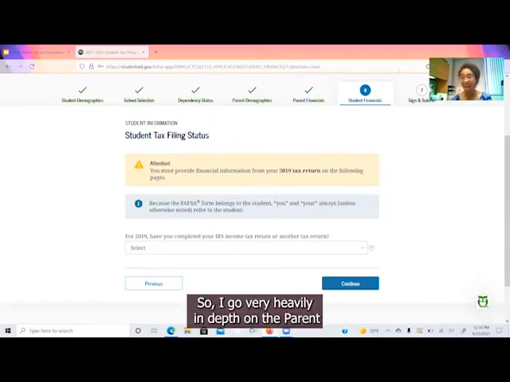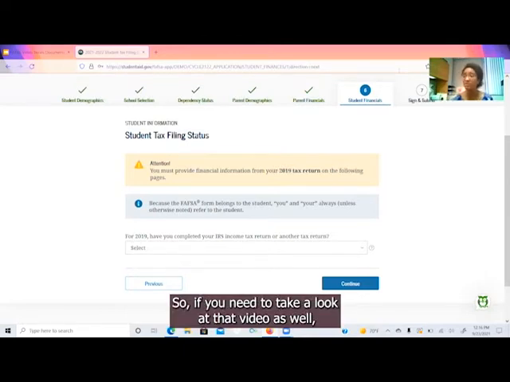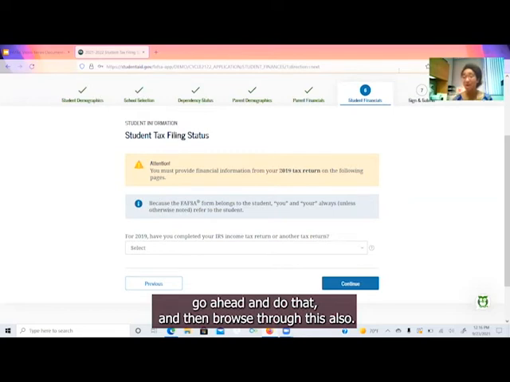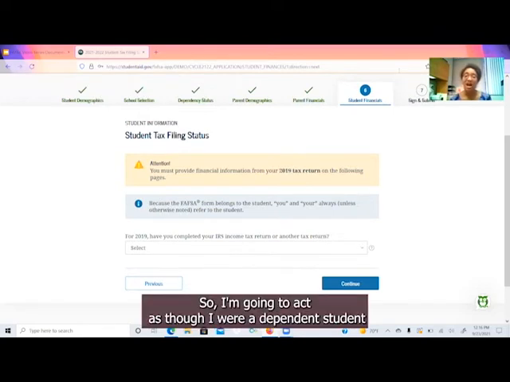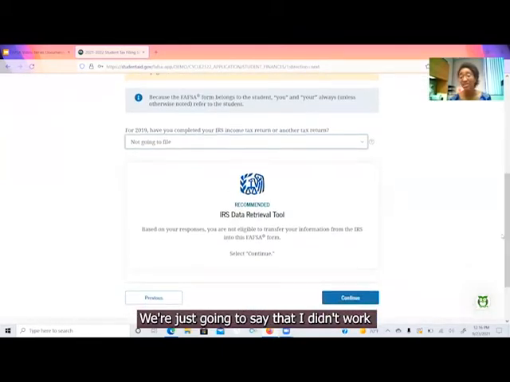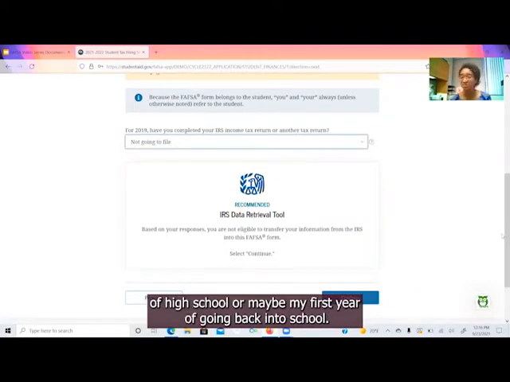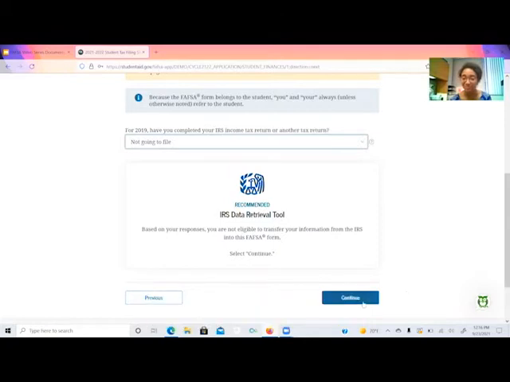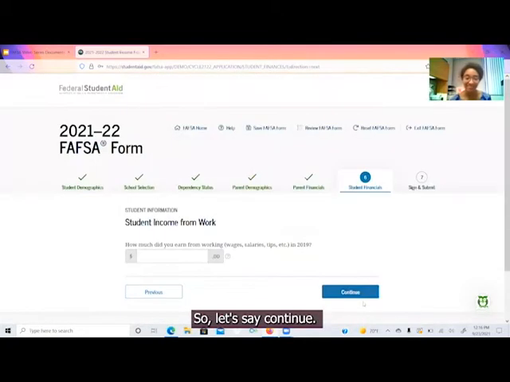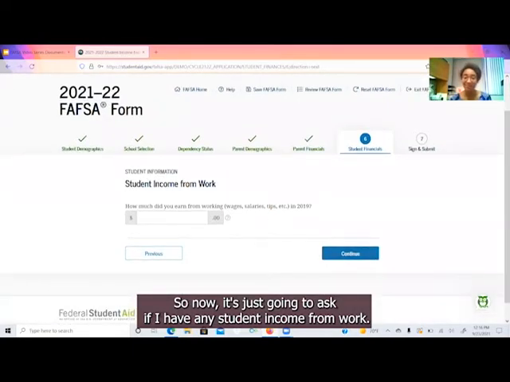I go very heavily in depth on the parent financial section, walking you through these steps and showing you that. So if you need to take a look at that video as well, go ahead and do that and then browse through this also. So I'm going to act as though I were a dependent student who is not going to file. We're just going to say that I didn't work and I was totally dependent on my parents during my senior year of high school, or maybe my first year going back into school. So let's say continue.